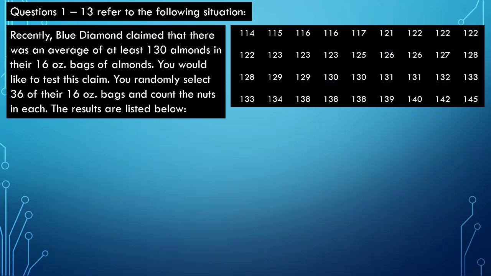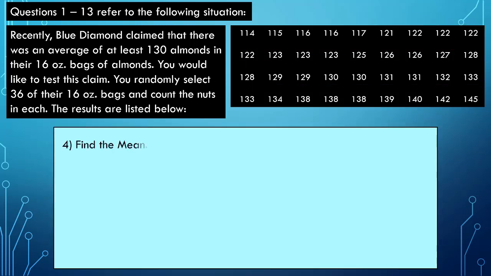Question number 4. Find the mean. So, to find the mean, we need to add up all the data values. So let's add them up by column. The first column adds up to 497. The next column, 501. The third column, 506. Column 4, 507. Column 5, 510. Column 6, 517. Column 7, 519. Column 8, 523. And the last column, 528.